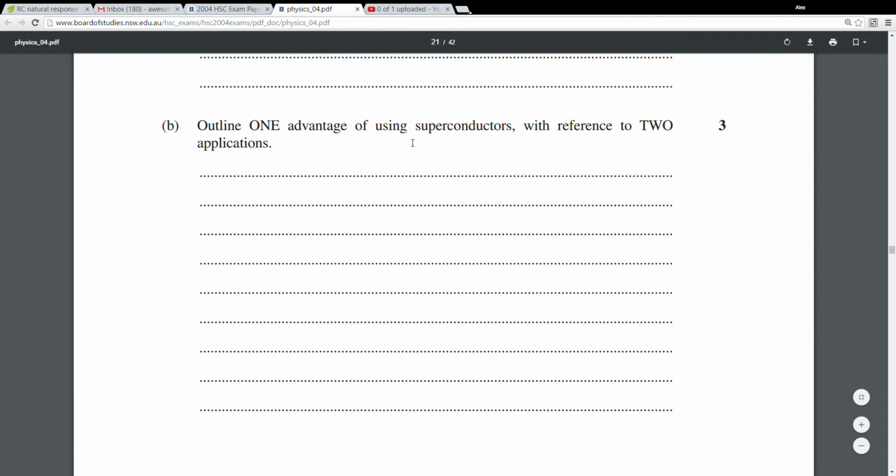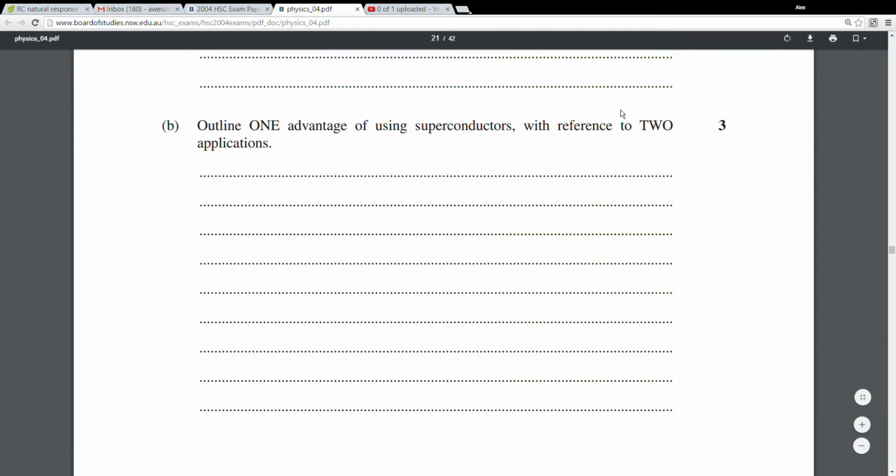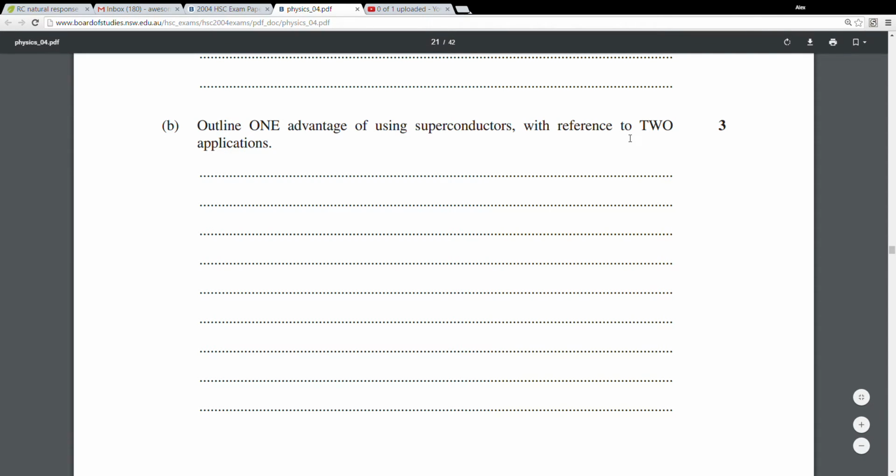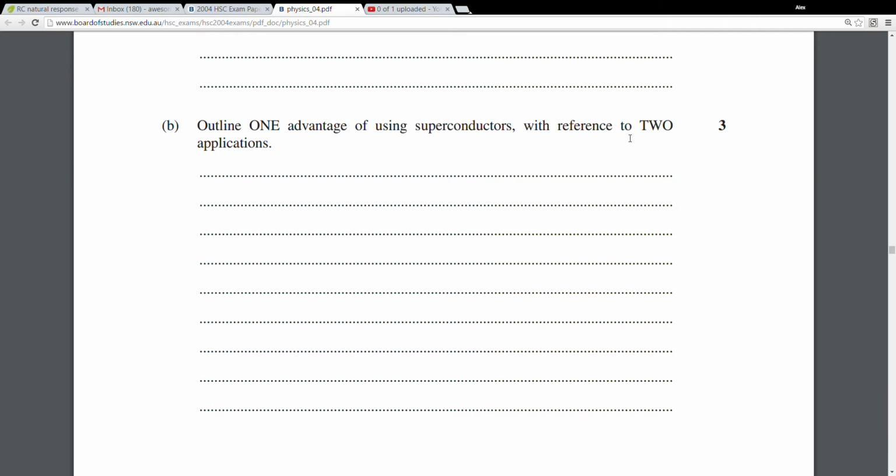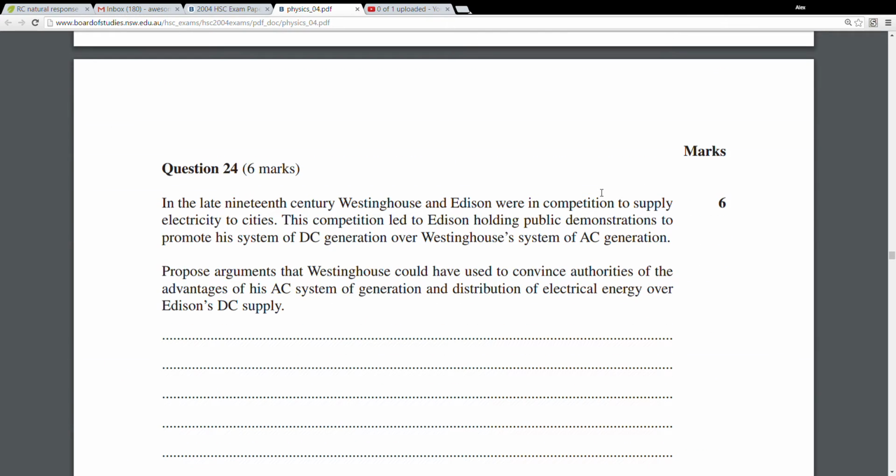Outline one advantage of using superconductors with reference to 2 applications. Superconductors have 0 resistance. So probably you can just define what a superconductor is. A superconductor is a conductor that has 0 electrical resistance to current. And then 2 applications, they are used in maglev trains and supercomputers. Oh, that was quite a mouthful.